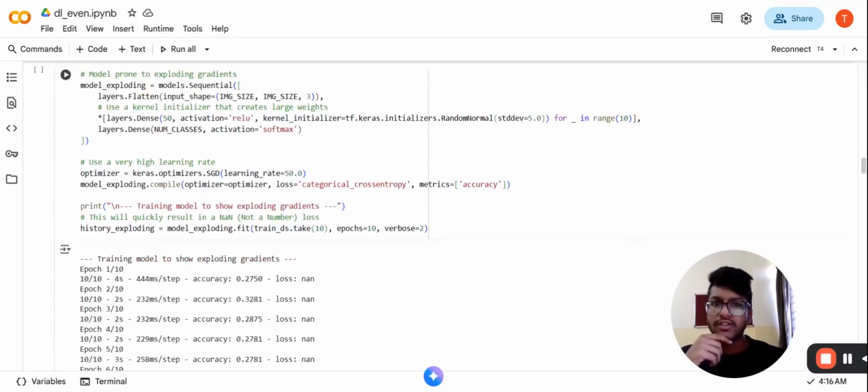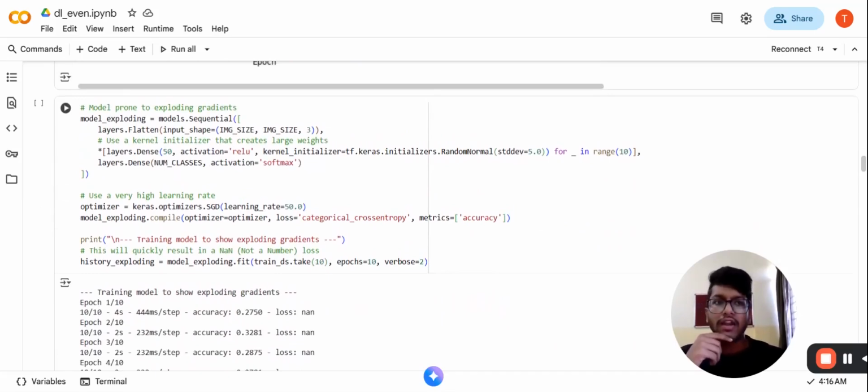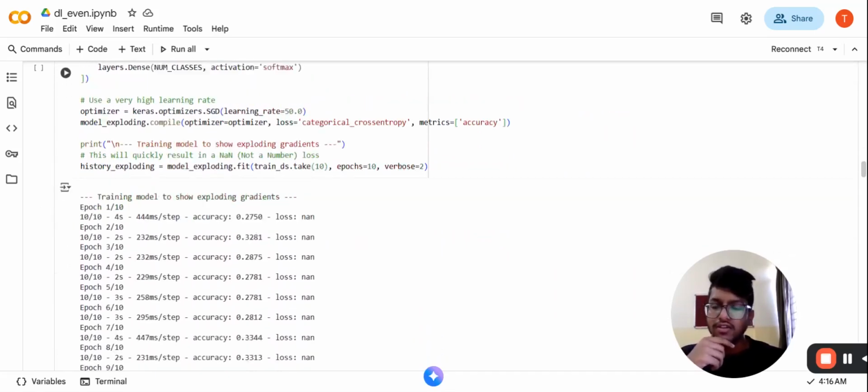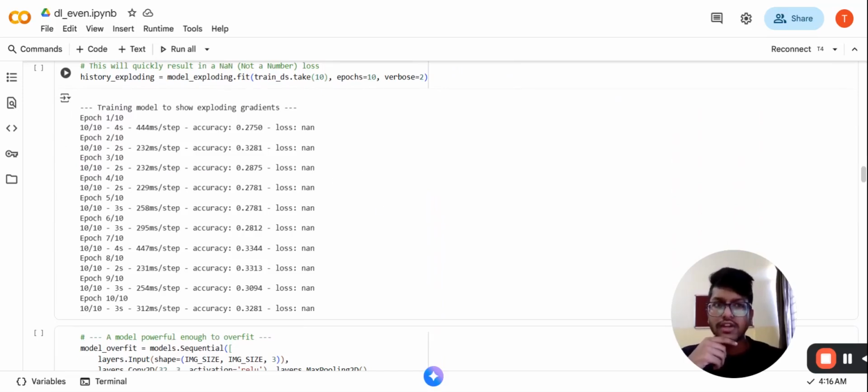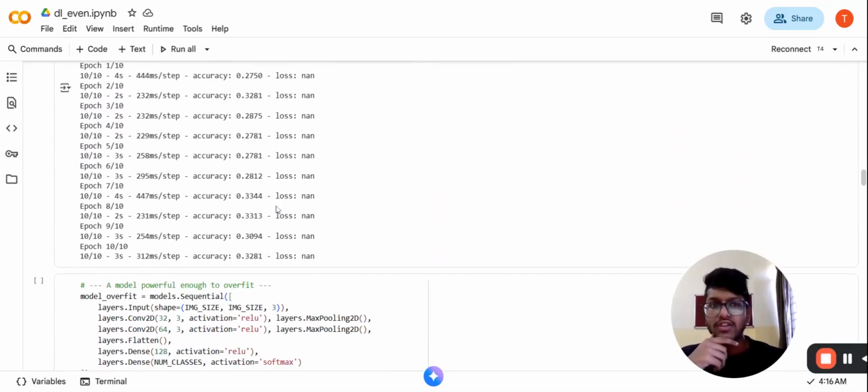And for the exploding gradients, I used ReLU activations but initialized the weights with very large values and a huge learning rate. This caused the loss to instantly become NaN, showing how gradients can blow up. Together, these two experiments visualize why careful choice of activations and initializations is so important.